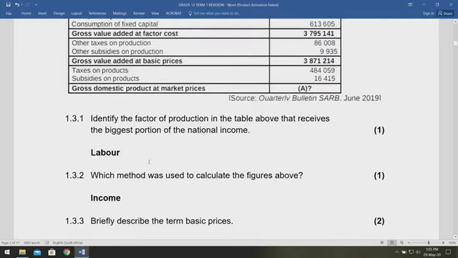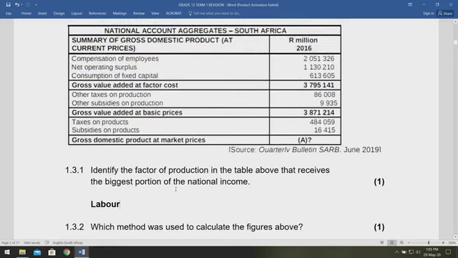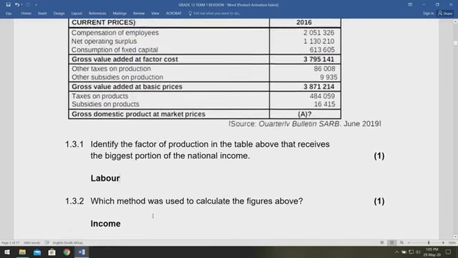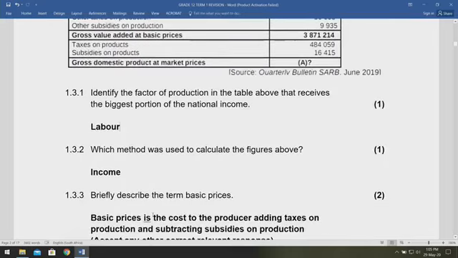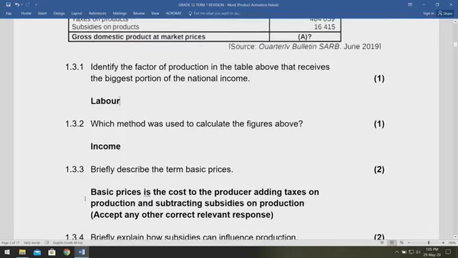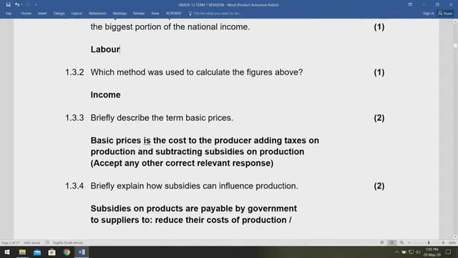So that's your 1 mark there. Which method was used to calculate? But we've already ascertained that when we looked at our question, so we already know that answer is the income method. Right, 1.3.3. Briefly describe the term basic prices.